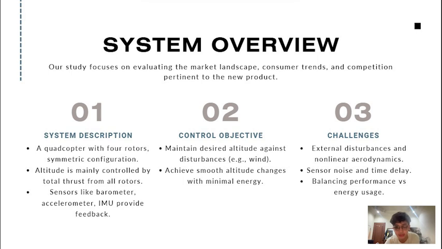The second part is the control objective. The control objective is to maintain desired altitude against disturbance like wind, and to achieve smooth altitude changes with minimal energy or minimal cost. The next part, number 3, is challenges. The challenges are external disturbance and nonlinear aerodynamics, sensor noise and time delay, and balancing performance versus energy usage or cost.